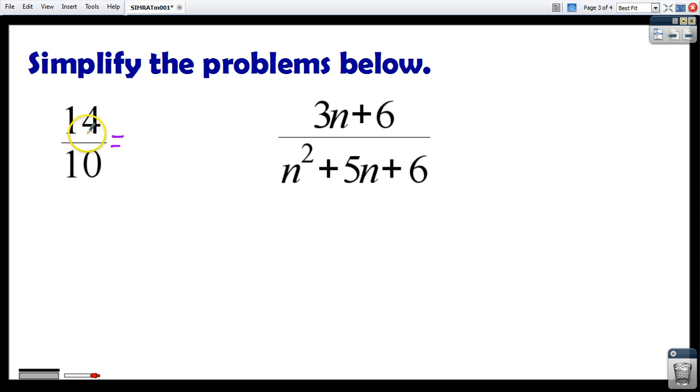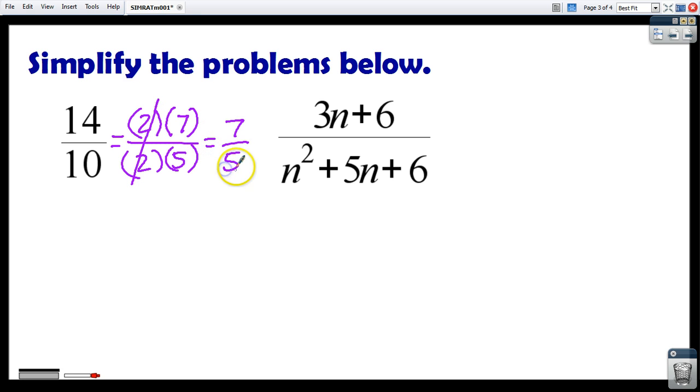14 factored, one way to break it up would be 2 times 7. And I want to do it that way because I'm seeing that the 10 below, we could break that up into 2 times 5. In which case we have factors 2 and 2 in the numerator and denominator, which will cancel each other out. And this reduces down to 7/5.